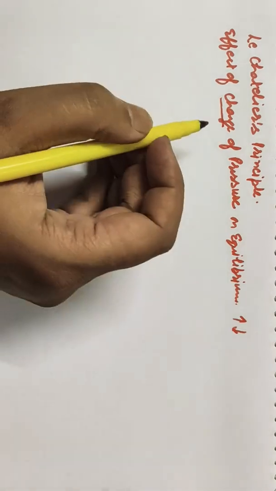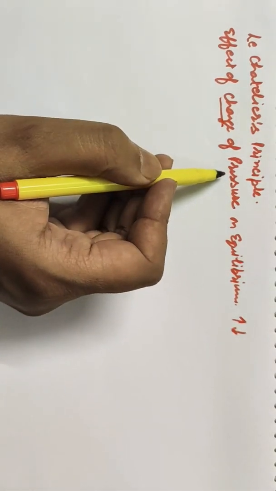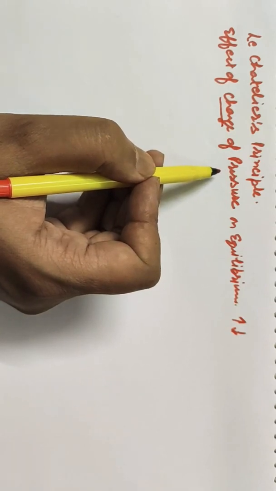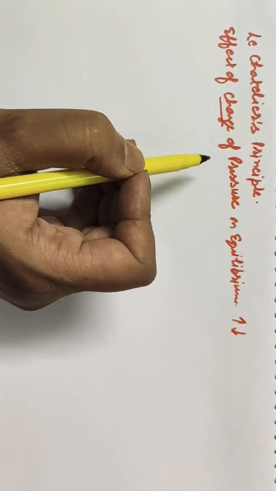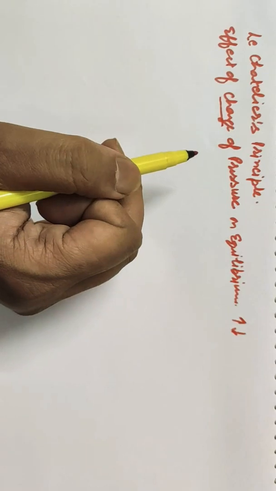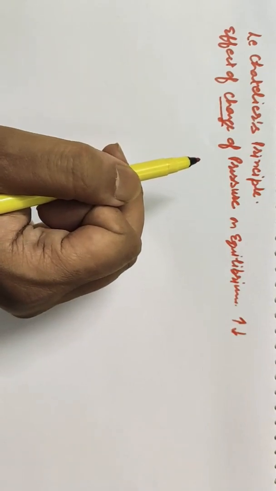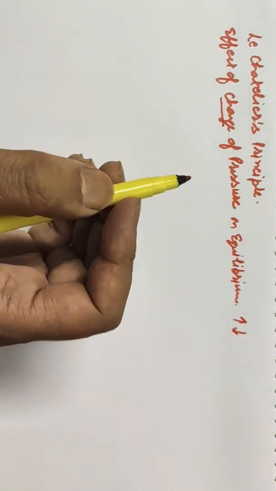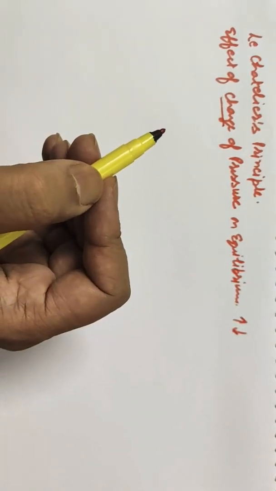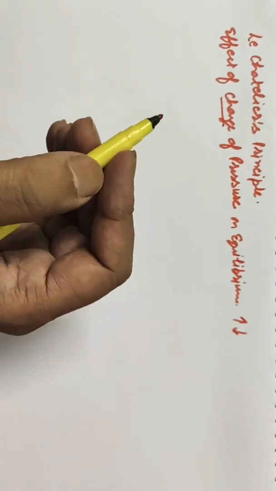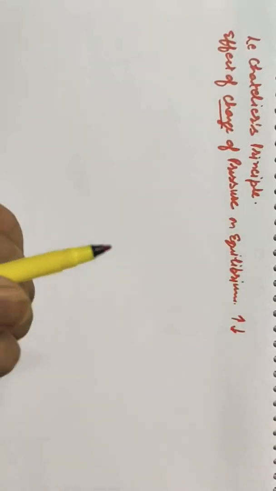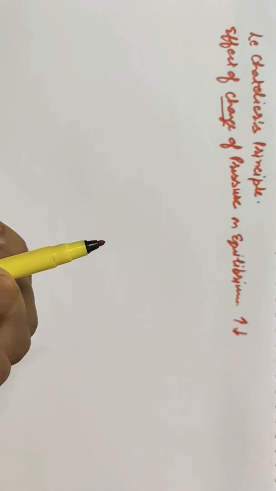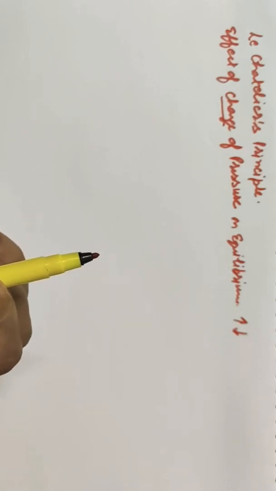Or I mean to say, when we change the pressure of a reaction which is in equilibrium, either the concentration of the reactants will increase or the concentration of the products will increase. Or vice versa, the concentration of the reactants will decrease and the concentration of the products will increase.